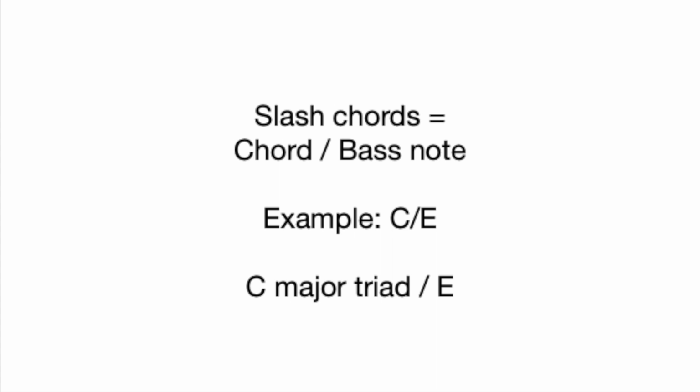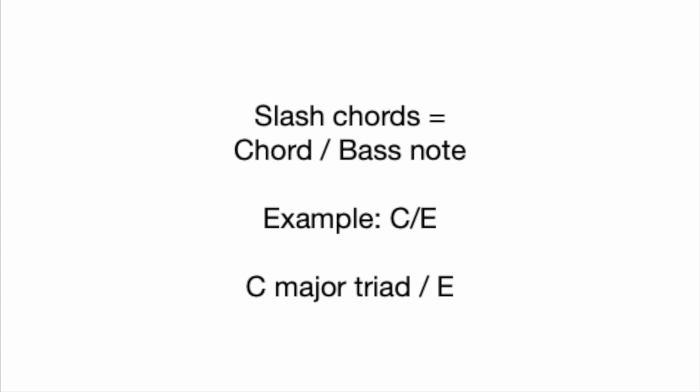You will often find slash chords, which are represented by a chord, followed by a slash, and then a root or bass note. An example of this would be C over E. This chord symbol means there is a C major triad with an E in the bass. This is in fact simply a C major triad in first inversion.